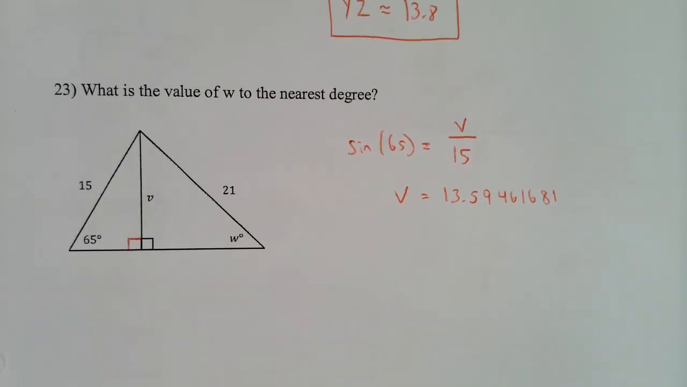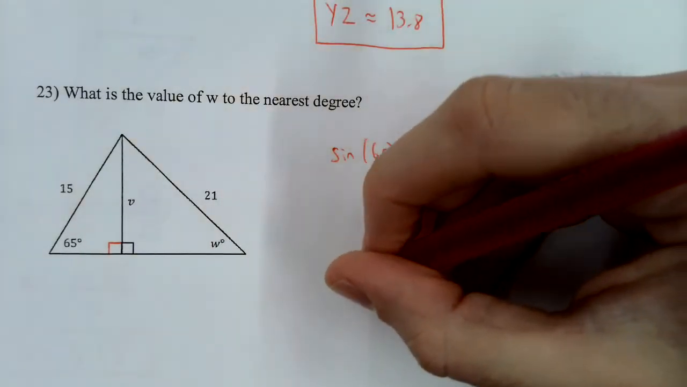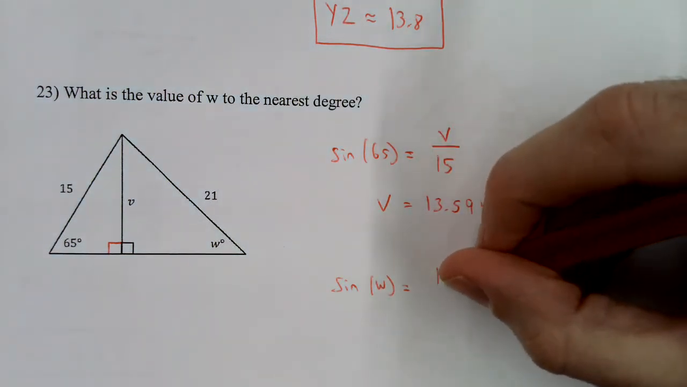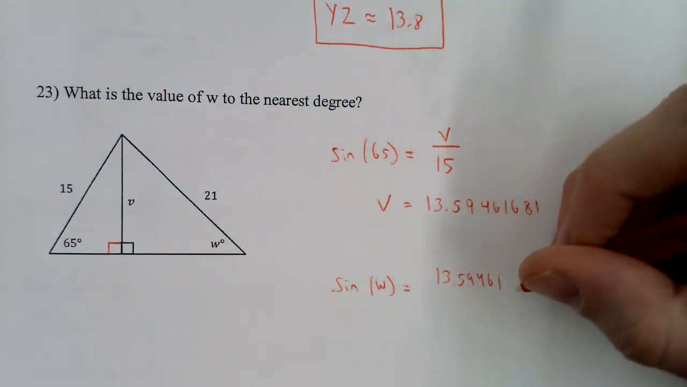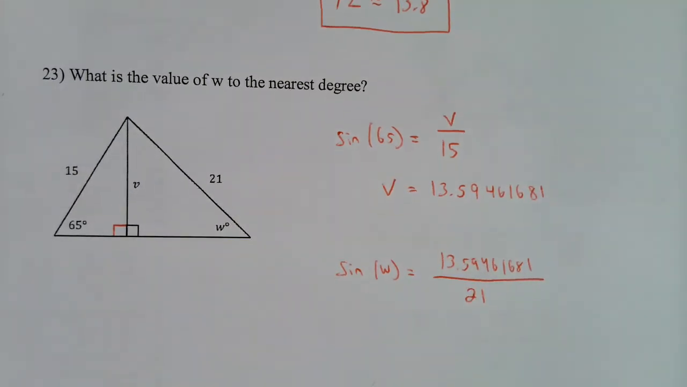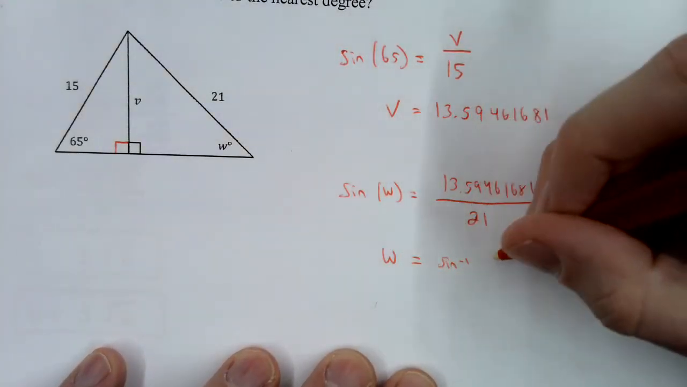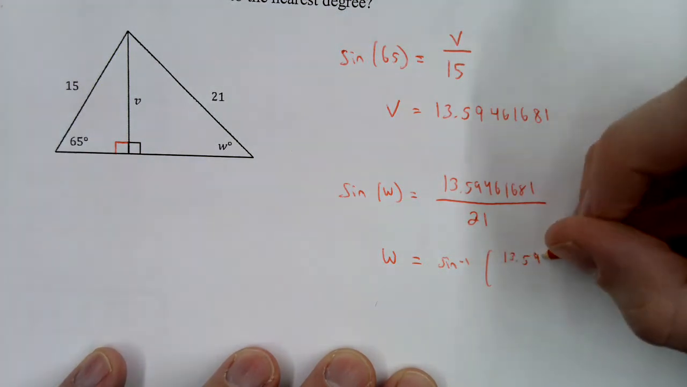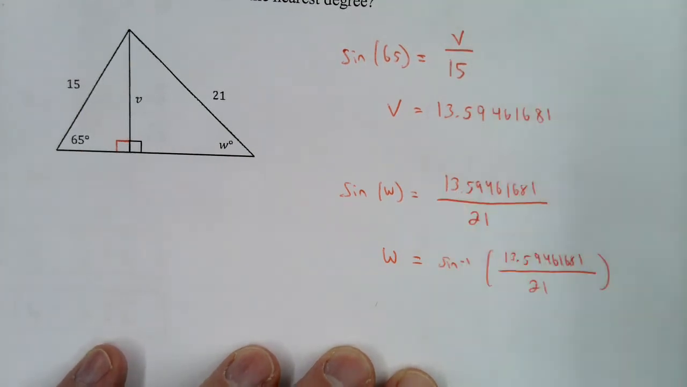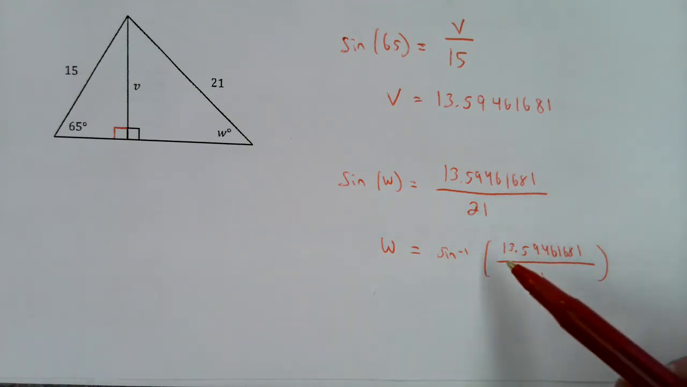And now we can solve for W, because we know that the sine of W equals opposite over hypotenuse 21. So now we're focusing on the triangle on the right. Which is W equals inverse sine 13.59461681 divided by 21. So that's what you're going to type in your calculator. Again, don't round until the very end of the problem. That's why I kept all those decimals.